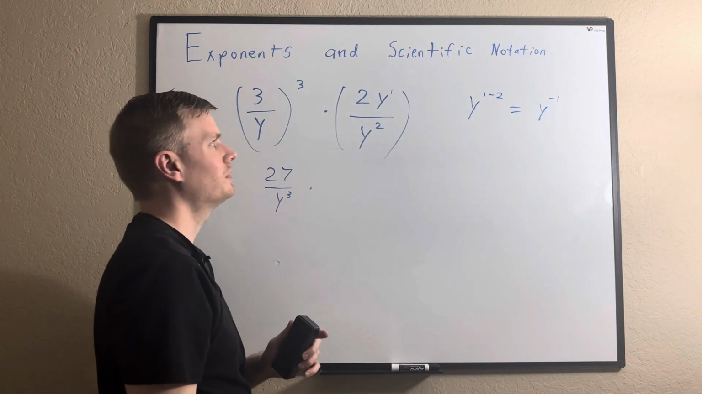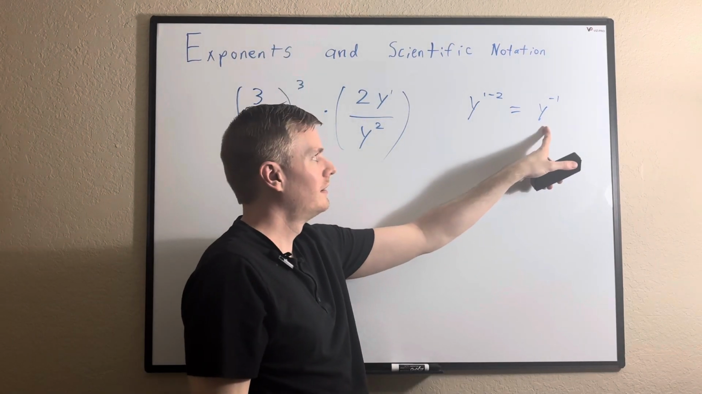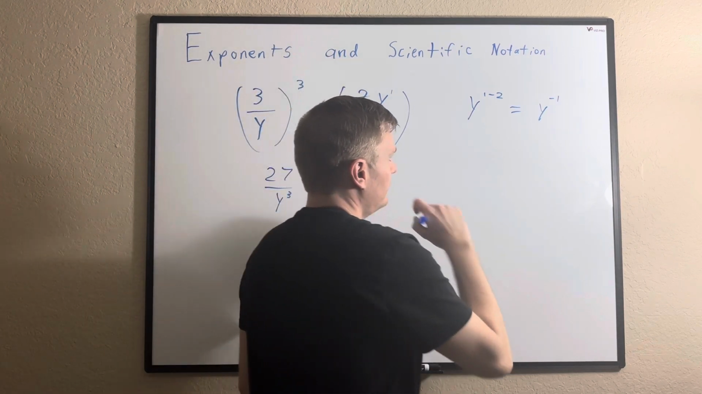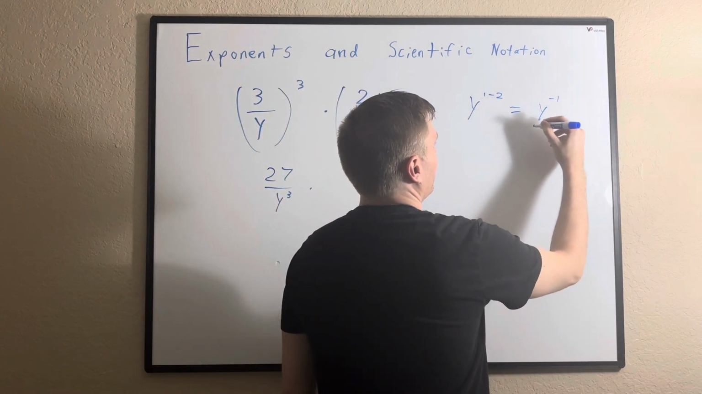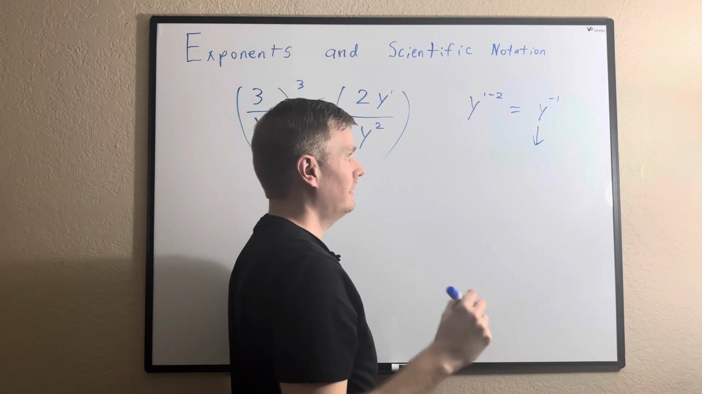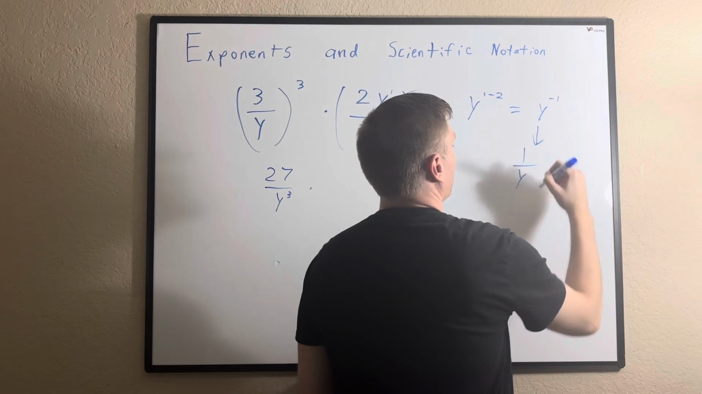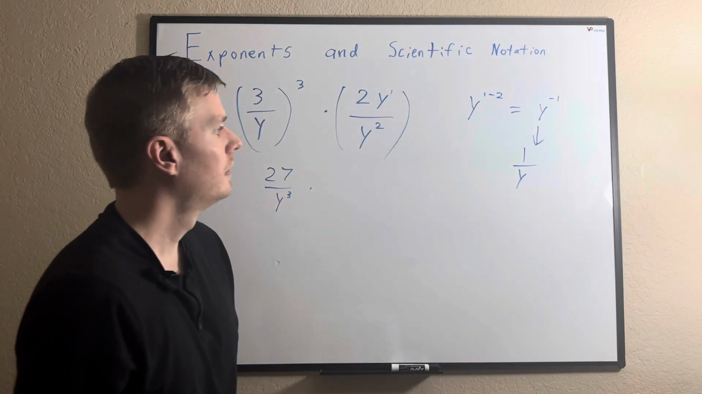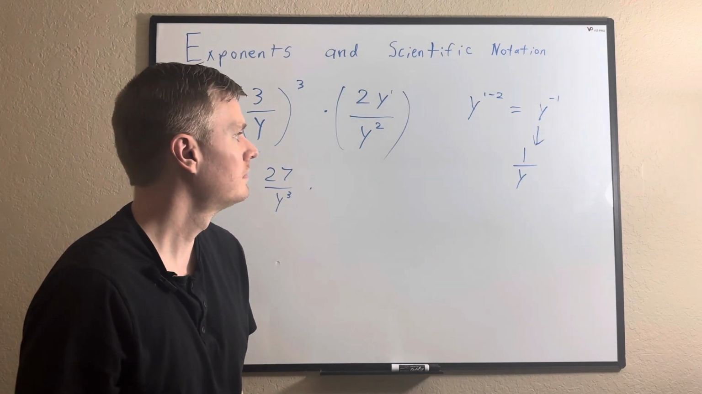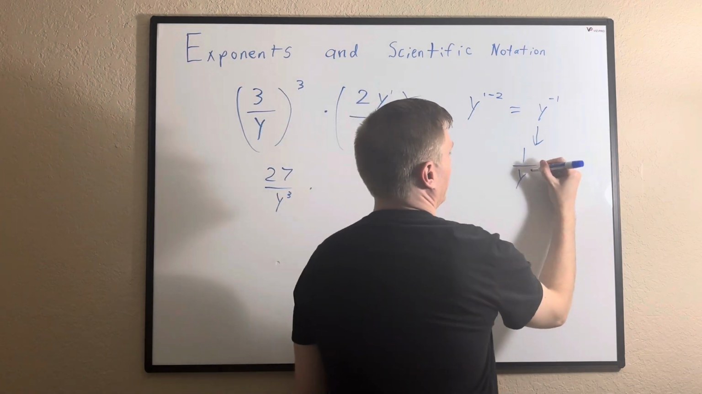What is y to the negative 1? What is that? Now, that is another very, very important thing to know. Any negative exponent can also be written as the reciprocal with a positive exponent. So now it's just a positive 1.